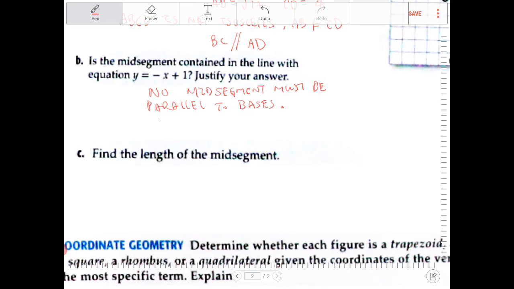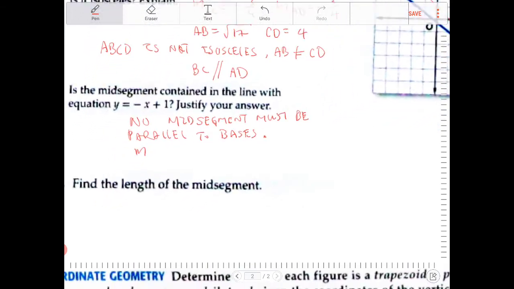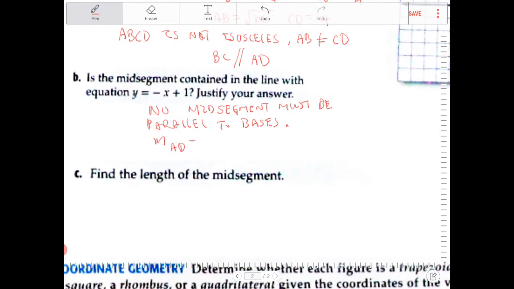So the slope of AD is equal to negative 3/4. The slope of this line is m is equal to negative 1. So they're not the same.